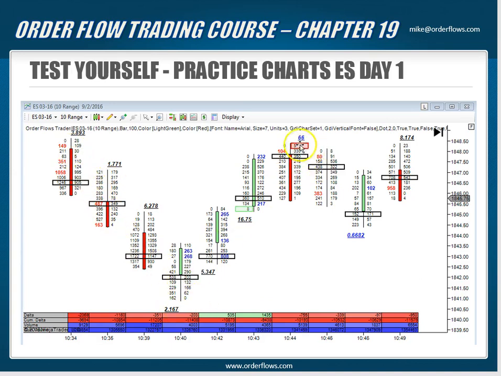Bounce around a little bit. We get a single print, a large print, ratio bounds low. It's kind of going sideways. I see a small delta here, so I'm not necessarily convinced of anything. Honestly, I don't really see anything much in this time period, this chart.